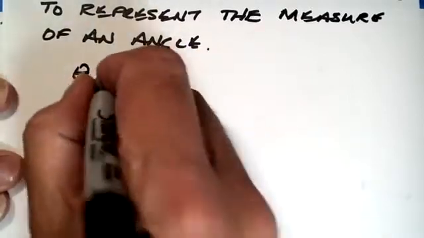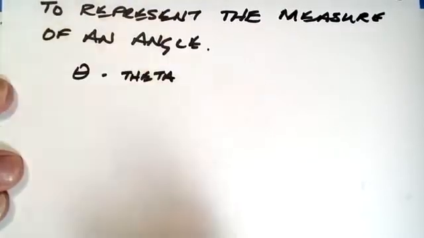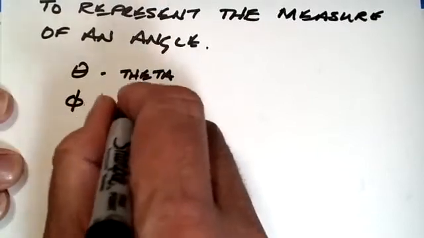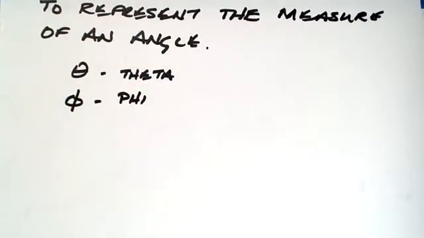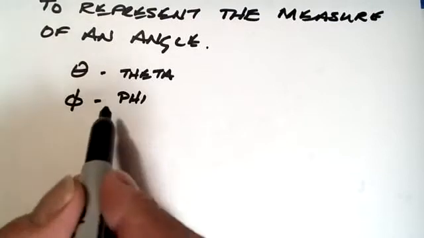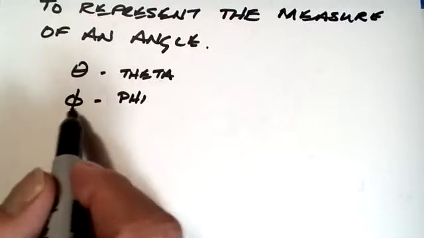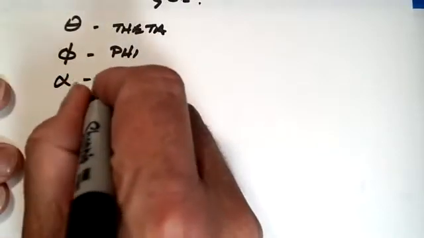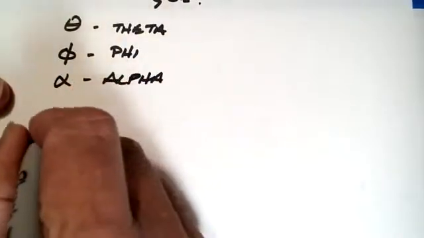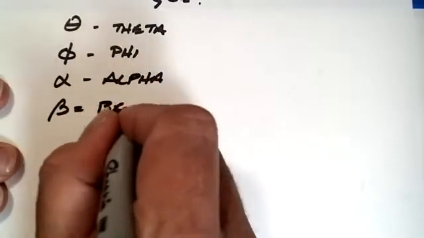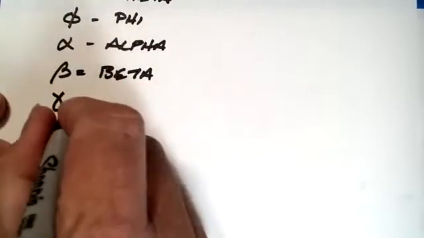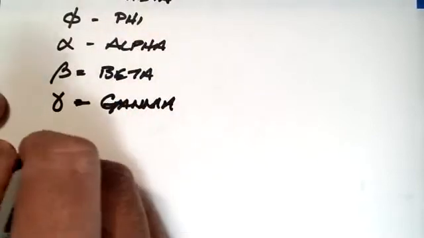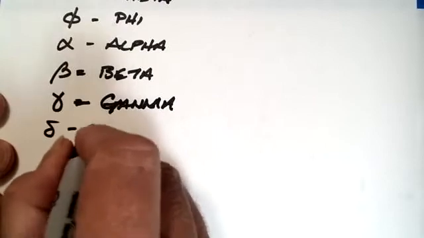So you have theta, which is very, very common. This one is phi. I've heard it two different ways, and some people disagree on what the name of this is, but I think it's actually supposed to be phi. Another one that's very common is alpha. Also, we have beta. And sometimes you'll see gamma. Another one that's very common is delta.